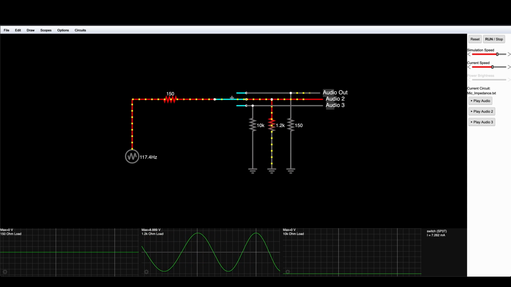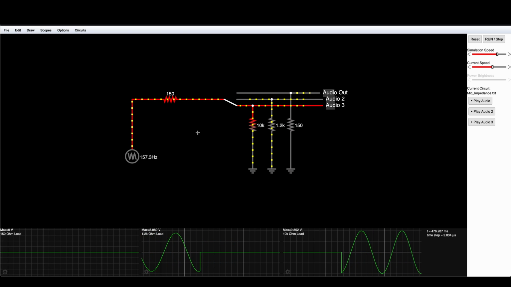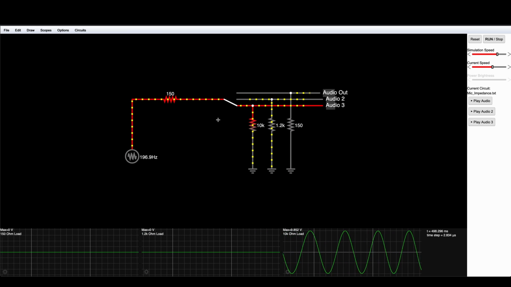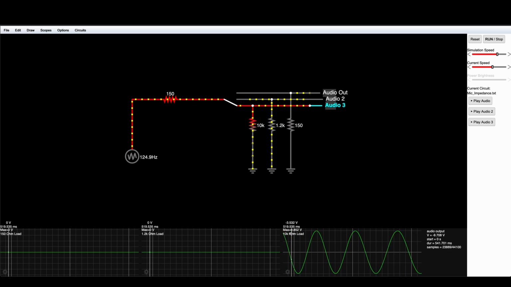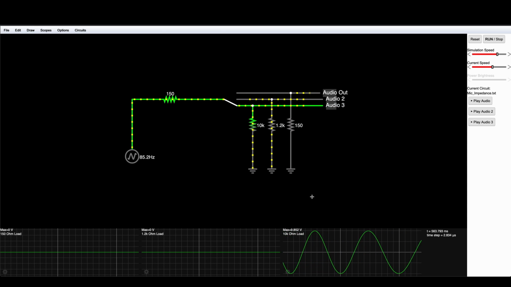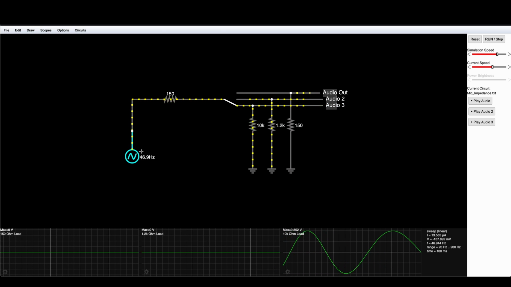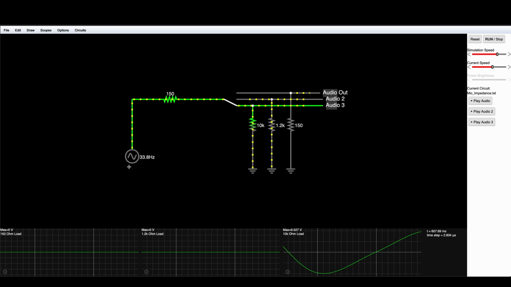All right, let's look at the 10K. We can see that the electrons are moving even slower. If we go down to our meter, we can see that the voltage is now up to 9.852 volts. This is the strongest signal that we've seen at the Mic Pre so far, and it's no coincidence that it's also the highest impedance setting.